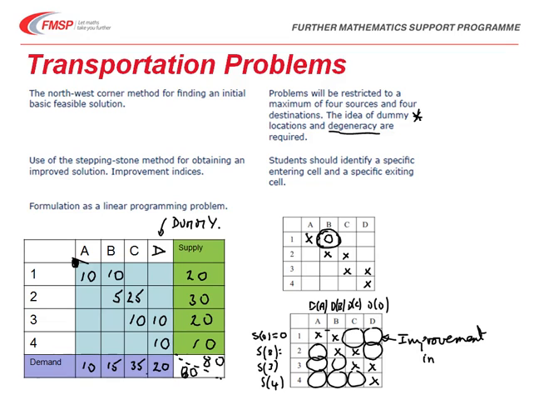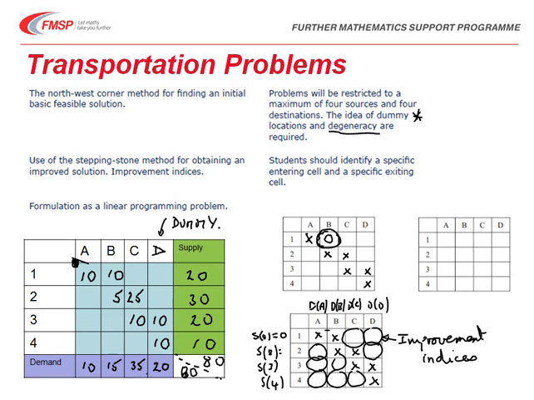These are the things which show us whether we're going to be better moving something via a different route than we're already using. If an improvement index is negative, it indicates that we can improve the costs associated with the supply and demand routes. And so we choose the most negative one. Let's say it was 1D in this particular case. And we then say, well, we're going to choose to move some units via that route.